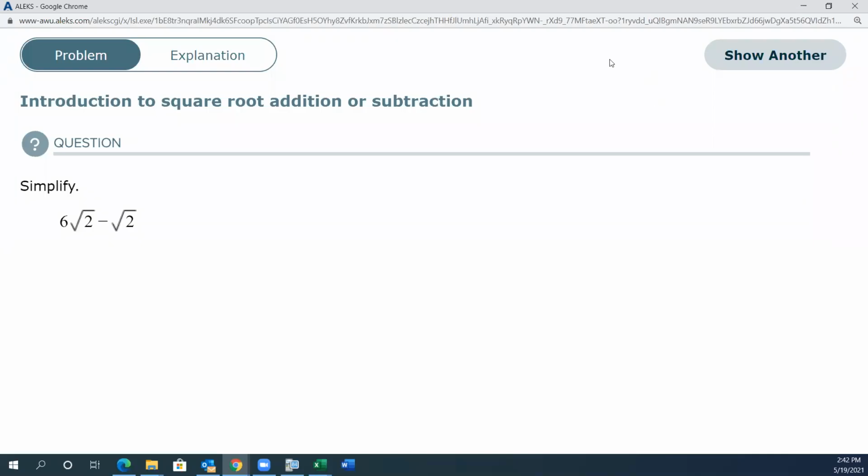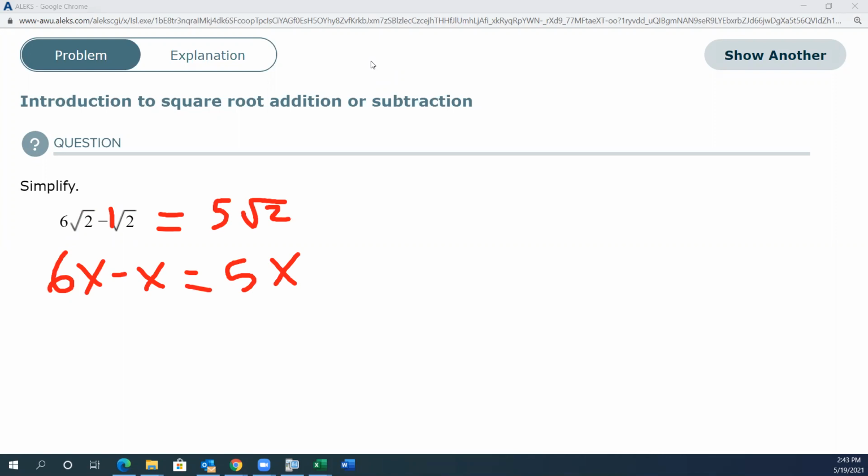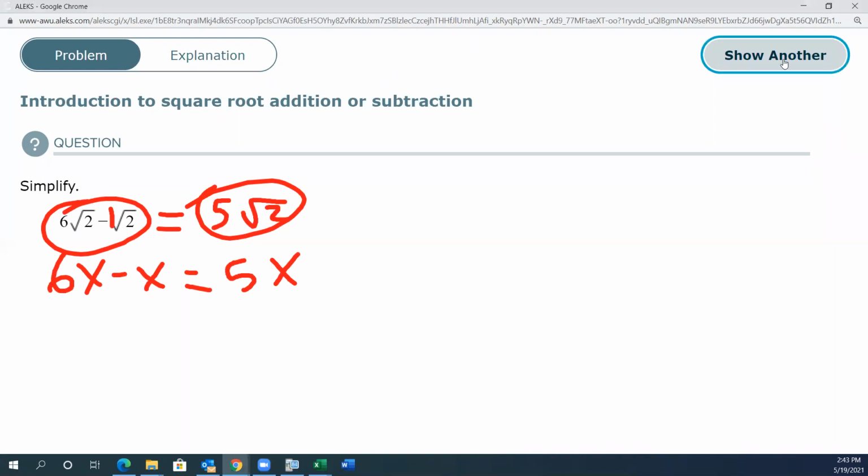All right, so on this one, they've made sure that the two radicals are the same thing. So this is really similar to saying 6x minus x is 5x. But instead of adding or subtracting x's, we're saying, hey, I've got 6 square roots of 2, and I'm going to subtract away 1 square root of 2, so I'm going to be left with 5 square roots of 2. And of course, you can plug that in and make sure that they give you the same decimal answer. Let's do one more of them.